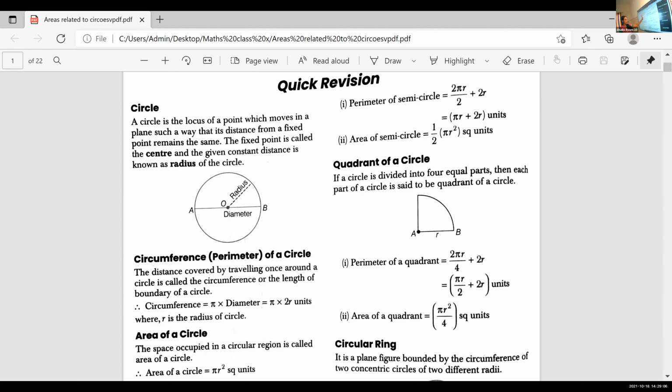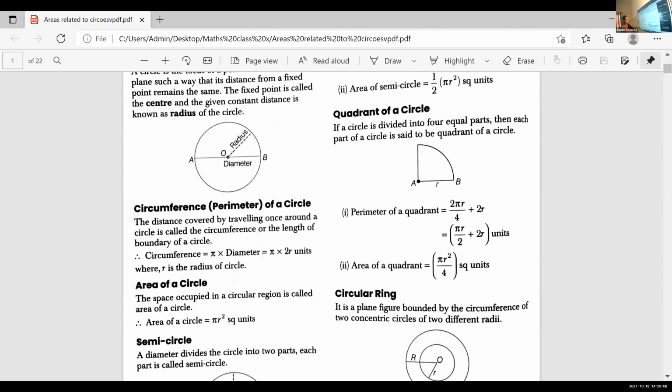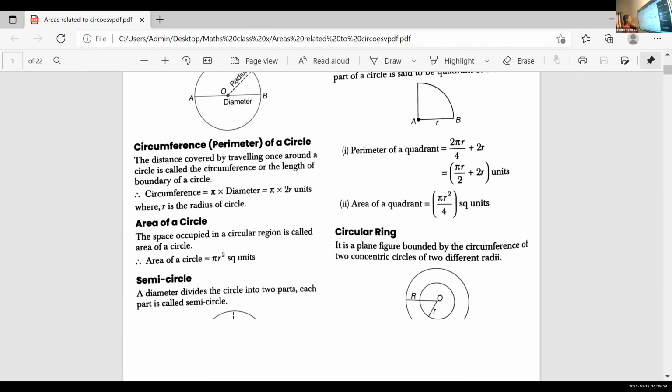And what about a quadrant of a circle? Quadrant means 1 by 4, isn't it? So, total circumference is 2 pi r. You divide it by 4, plus 2 radii are there. So, it is pi r by 2 plus 2r. Similarly, what about the area of the quadrant? Quadrant means it is divided into 4 parts. So, the area of one quadrant will be pi r square by 4.